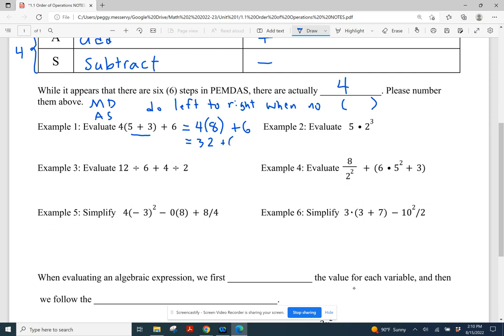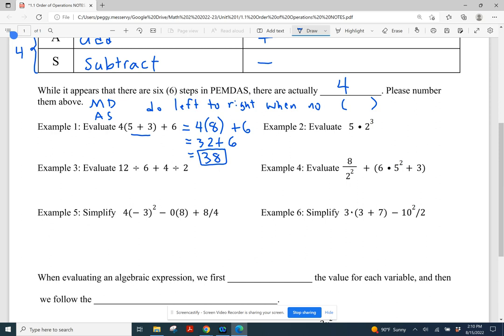It will be very helpful if you know your multiplication facts. And then the last thing we're going to do here is the adding. We've got the multiplying taken care of. 4 times 8 is 32. Then we'll do the addition. Notice the order we did these in. Focus on the order. We did the parentheses. There were no exponents. Then we did the multiplication and then the addition last.